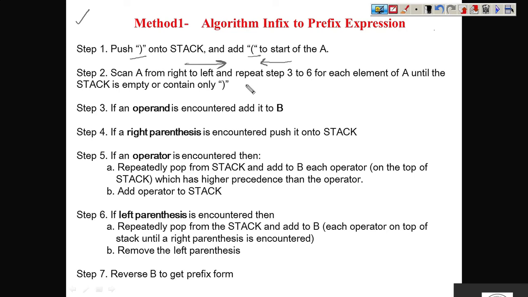Now in the expression you may come across the operands, which may be the digits given in the expression. You may come across operands, operators, and brackets. So what do we have to do when we come across these symbols? If you come across an operand, you need to simply add it to the expression that we are getting as a result. We are calling it the B expression. The A expression is the expression which is given to us, which we are calling an infix expression, and we are converting this infix to expression B, which is going to be the prefix expression. So if you encounter any operand, you simply add it to B.